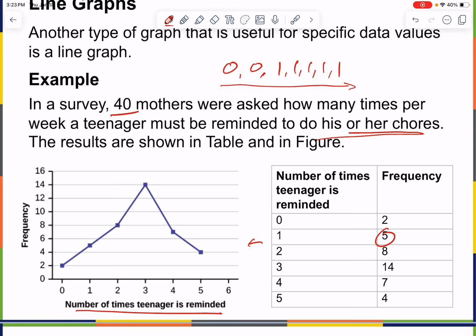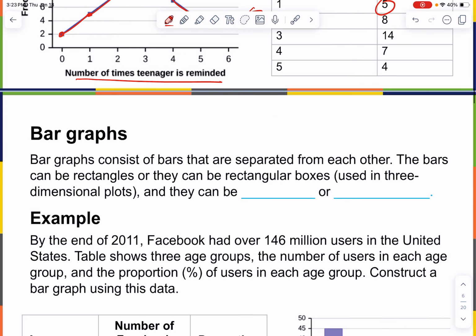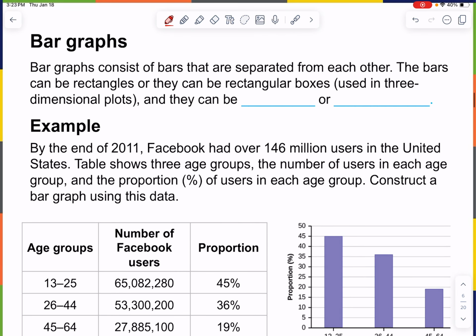You plot that. So here's 0, it goes to 2, 1 goes to 5. And then you draw lines in between it. And that's your line graph. It's very easy to see which one is the most frequent, which we'll refer to as the mode.